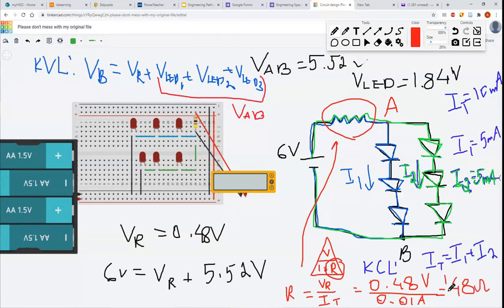So what does this mean? That means if we have a resistor that's exactly 48 ohms, then this circuit will have exactly 10 milliamps of total current. And because these two branches are identical, each branch will get 5 milliamps each. So now we have completely designed the circuit.